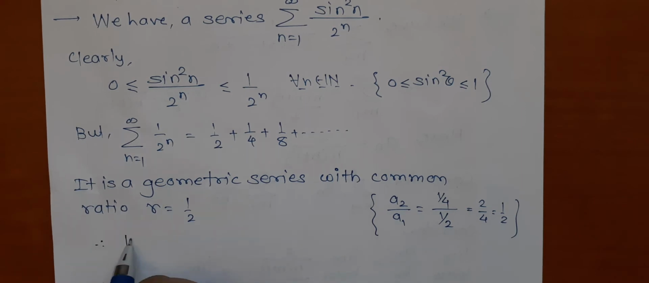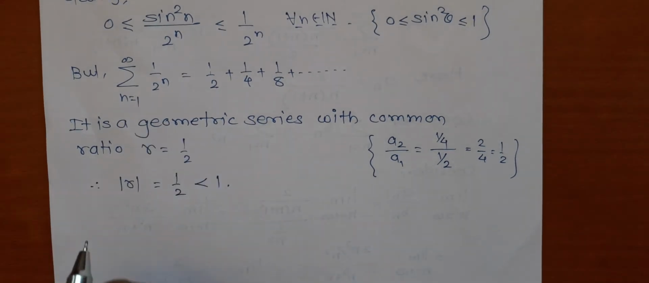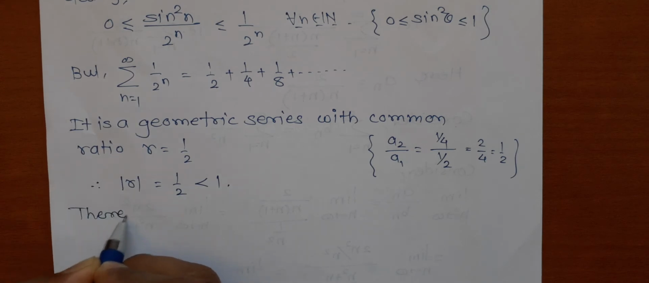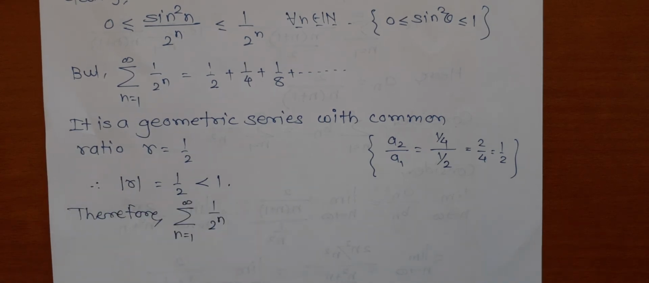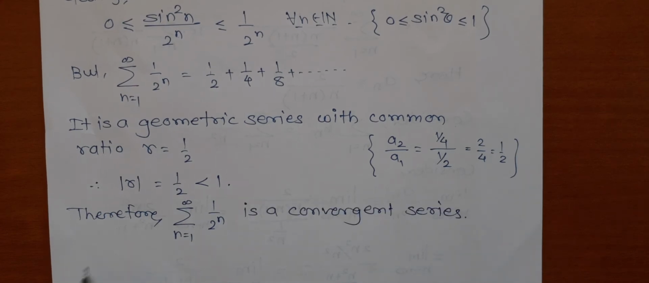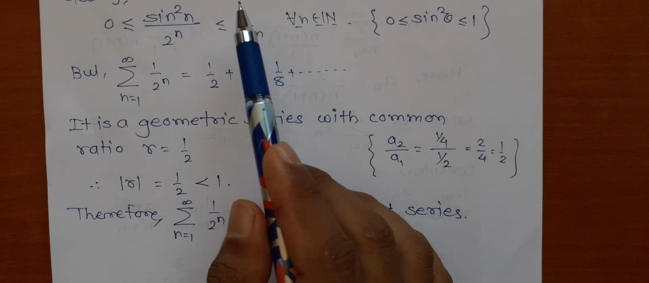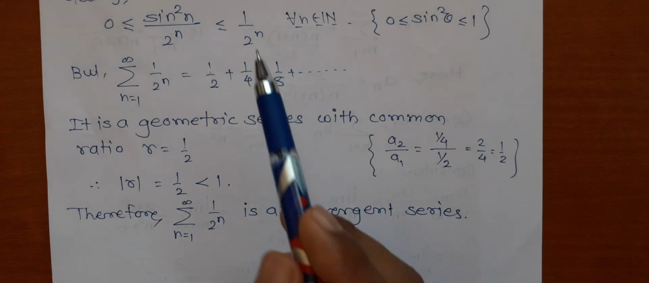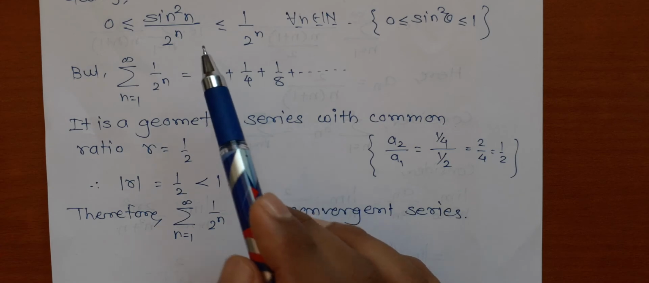We are more interested in the value of mod r, so let us find mod r. If you take the mod, there is no negative number, so you will have 1 by 2, and clearly 1 by 2 is less than 1. So mod r is less than 1. When you have any geometric series with mod r less than 1, then it is convergent. Therefore I can write that this series is a convergent series. So if this larger series, bn, is convergent, then an is also convergent.